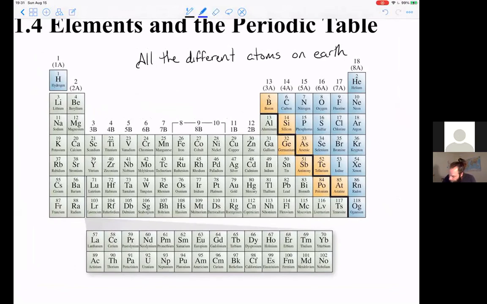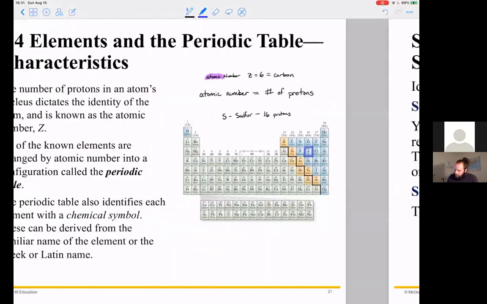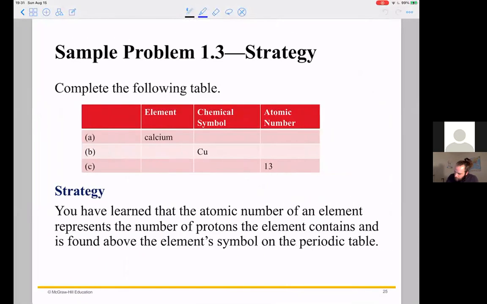So first of all, we're looking for atomic number 13. That would be this guy here. So the name of that element is aluminum, and the symbol is Al. All right, so we can go over here.